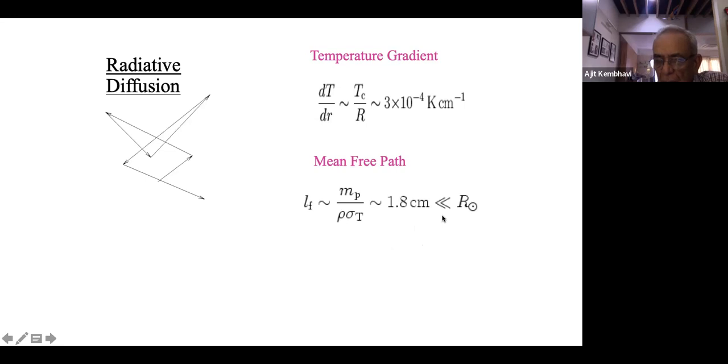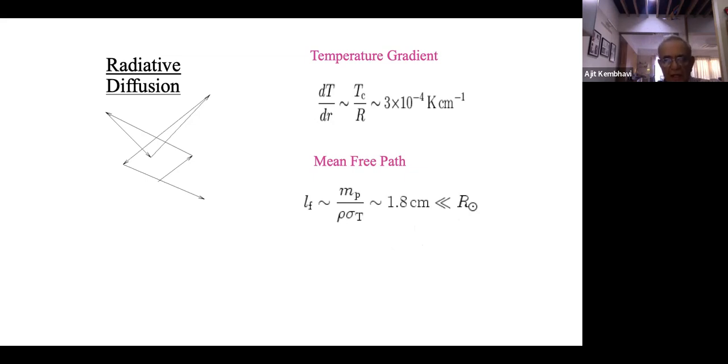Which is much, much smaller than the solar radius, right? So you have the mean free path, which is again extremely small. You have a very small temperature gradient, and you have a very small mean free path, right? So you will say, my God, the photons are not going to be able to move outwards at all. So how am I going to transport the energy?